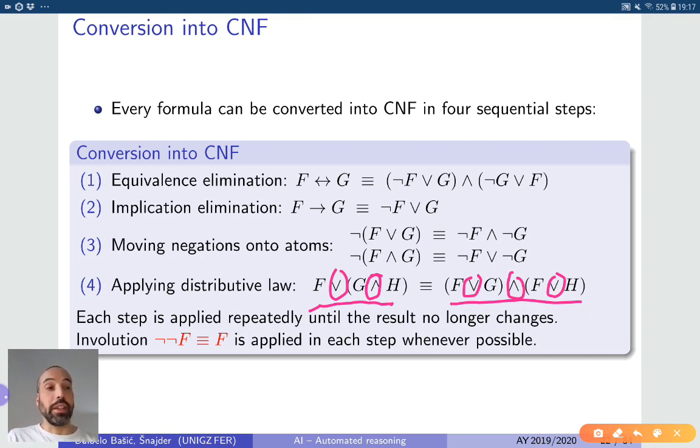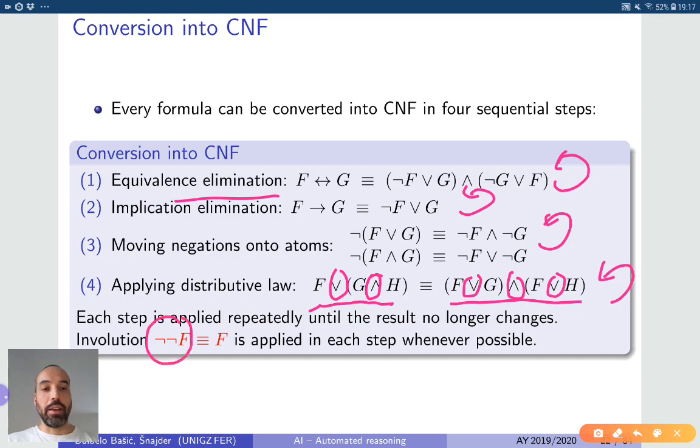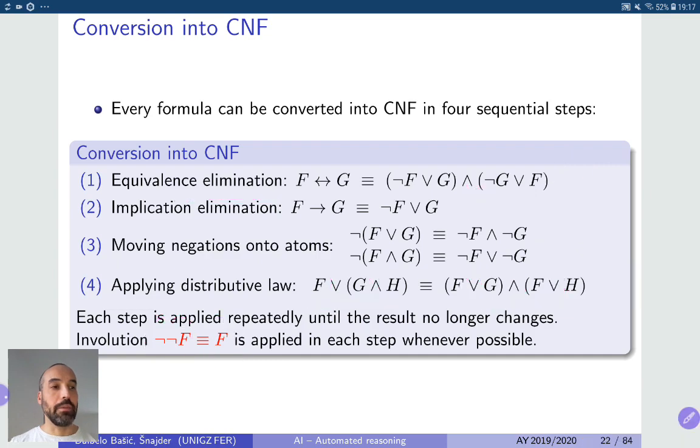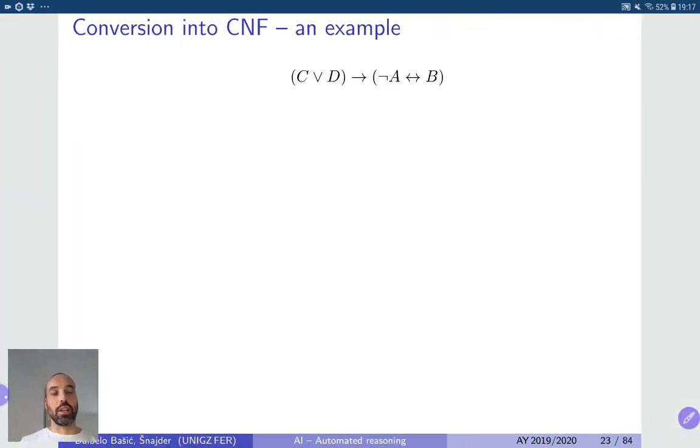There's 2 things that you need to take care of. First is to repeat each and every step, each of these 4, for as long as there is anything to be done. You repeat the equivalence elimination until you're done with equivalences. Then you move on to implication elimination until you're done with all the implications and so forth. And another thing to note is that whenever we have double negation in front of an atom, you'll be replacing this with the atom, right? By basically applying the involution equivalence. Okay, let's convince ourselves that this actually works by looking into an example.